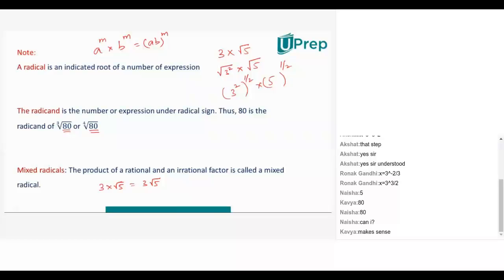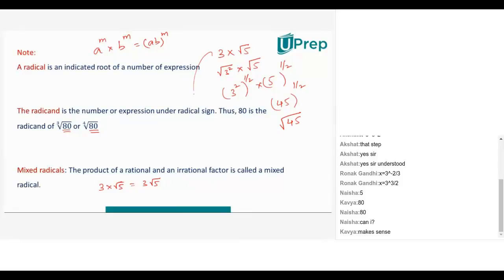We learned this in the previous class in session 2. If the powers are same, the values inside will multiply. Now you can write it as 3 square, 9 into 5. It is 45 to the power of 1 by 2. Now it is 45 to the power of 1 by 2. You can write it as basically square root of 45.